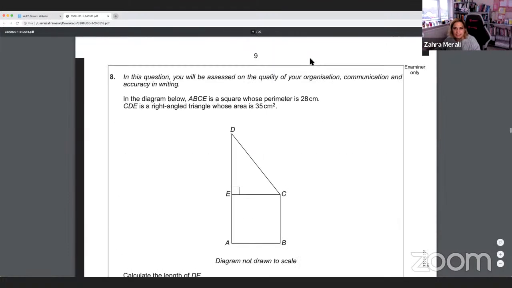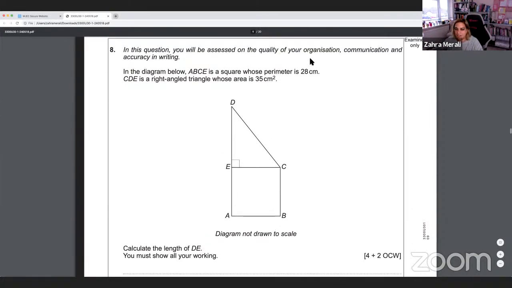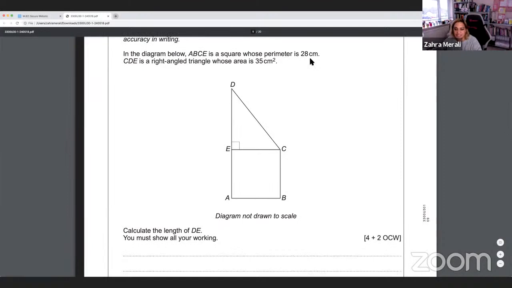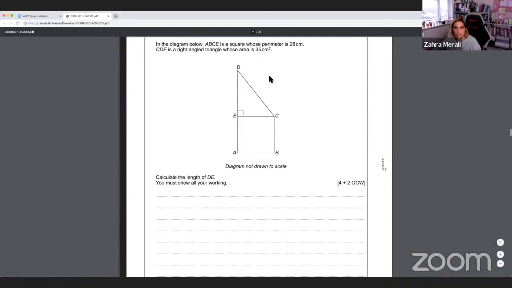So again, this is special to WJEC where they've got these marks for organization, communication, and accuracy. So this is all about how you lay out your answer. So let's see the question. In the diagram below, ABCD is a square whose perimeter is 28. Now remember, a perimeter is all the way around the edge. So if you were to add up every single side, you'd get 28.